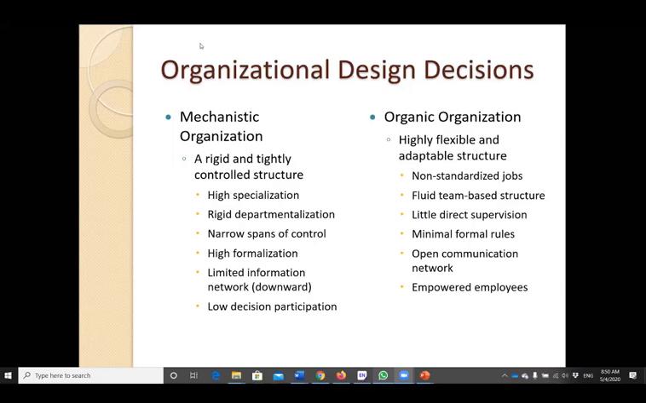My company, mechanistic organization. Yeah. Why do you say so? Give us some proof.